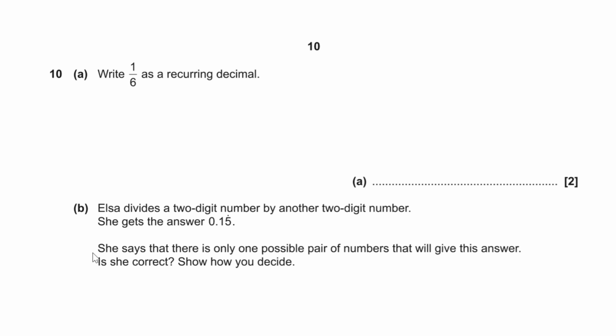Question number 10 for part A, we have to write 1/6 as a recurring decimal. Well, that is simply equivalent to 0.166666, etc. So you can see that the 6 is being repeated here. So we've got 0.16 where the 6 is repeating. So here, 1/6 as a recurring decimal is shown here.